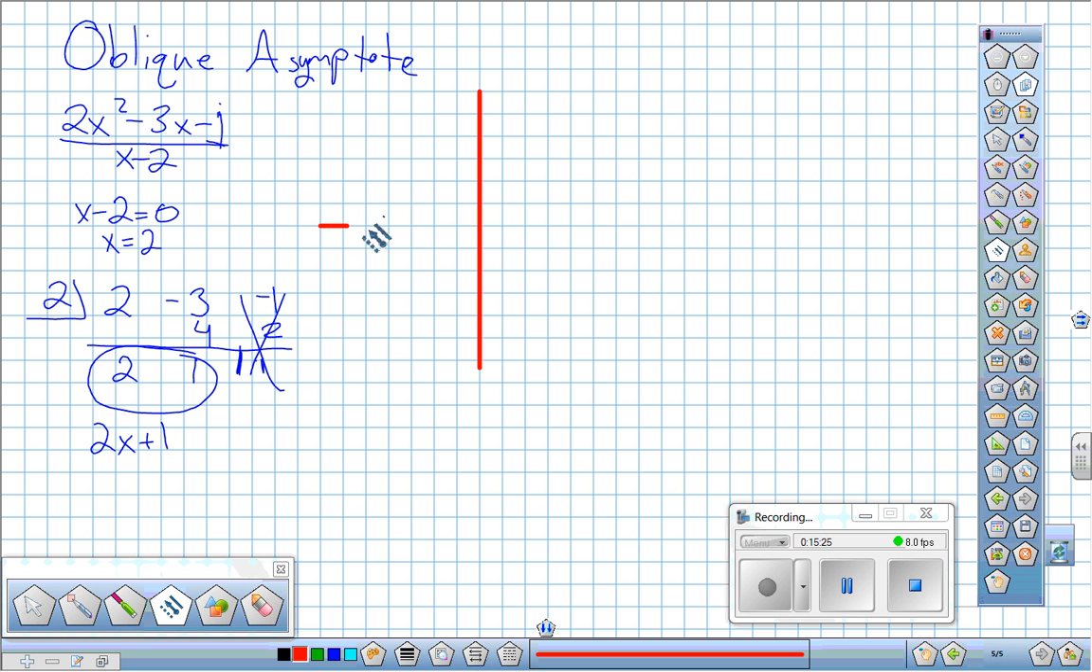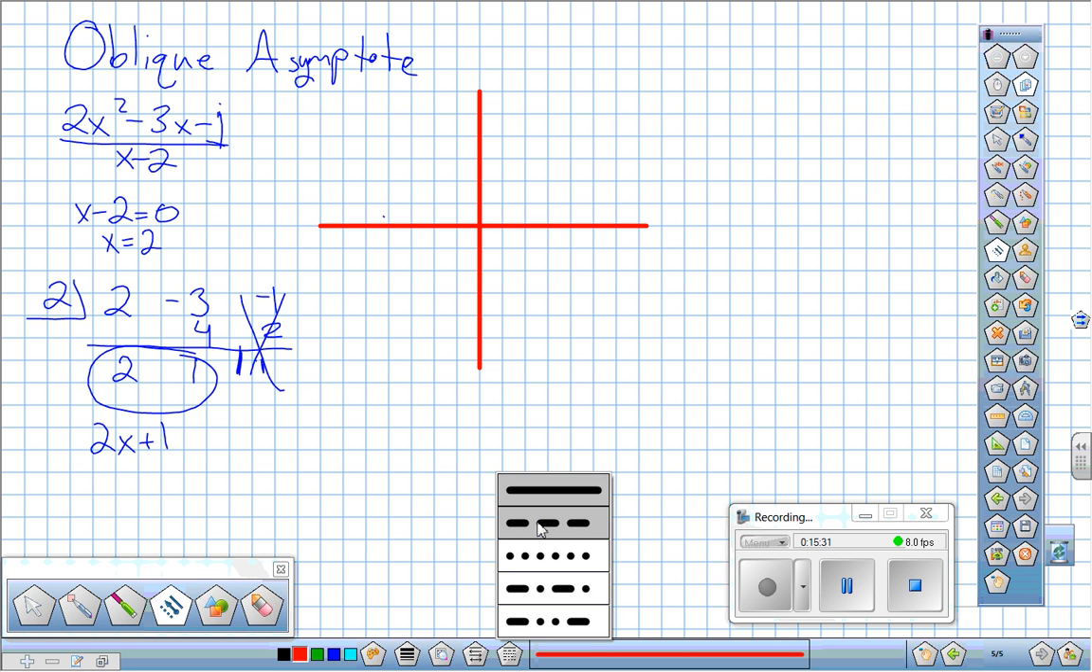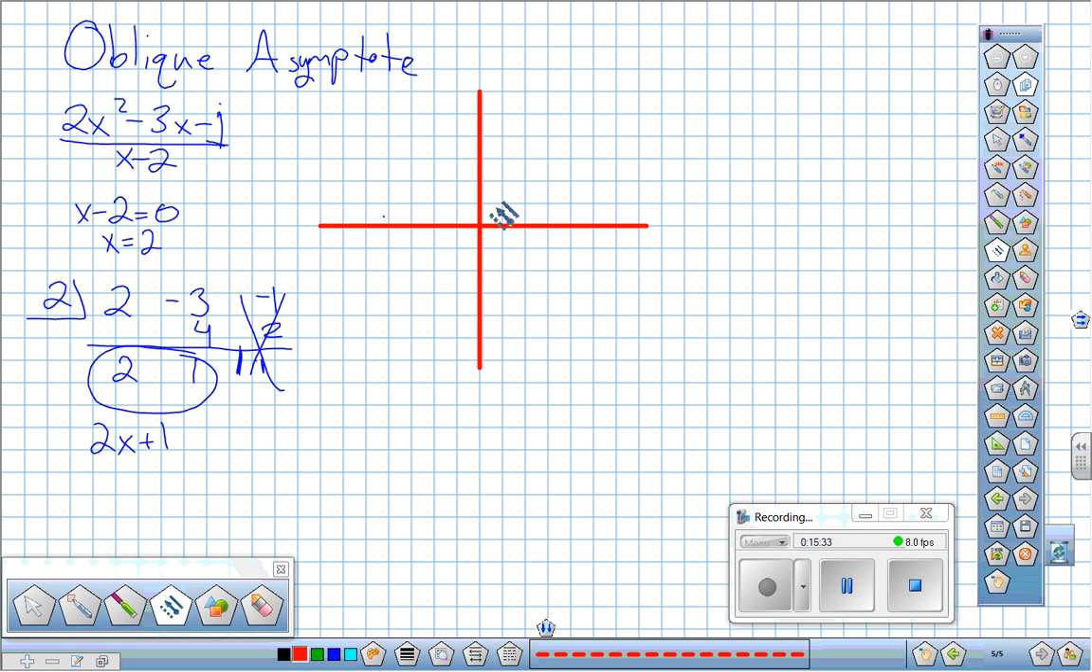So let's draw the axes. And then I'm actually going to go through and graph 2x plus 1. So plus 1 would be right there. Oops, it's kind of hard in the same color. And then I'm going to go up 2 over 1, down 2 over 1, and I'm going to make this graph.